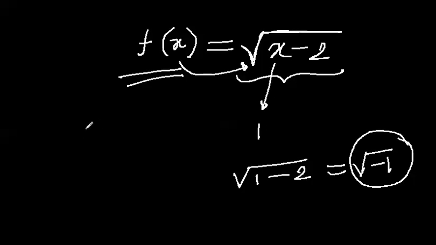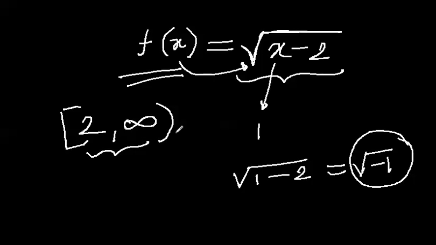So the domain is the set of all the real numbers from 2 to infinity, and you can put a bracket like this, which tells us that 2 is included in our set. From 2 to infinity, all the real numbers on the number line are there.